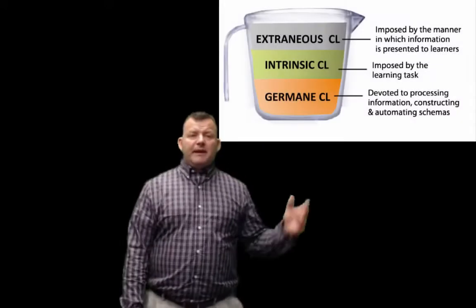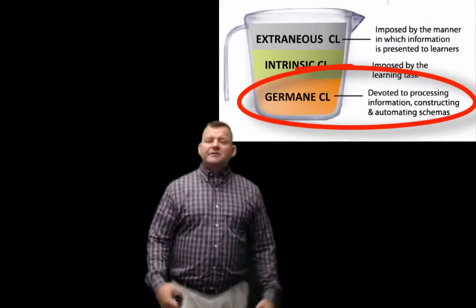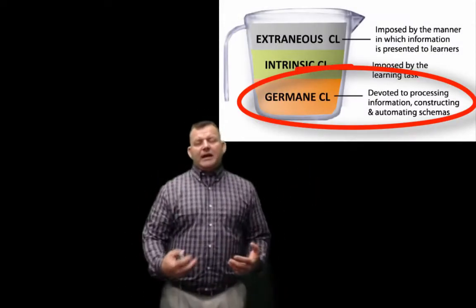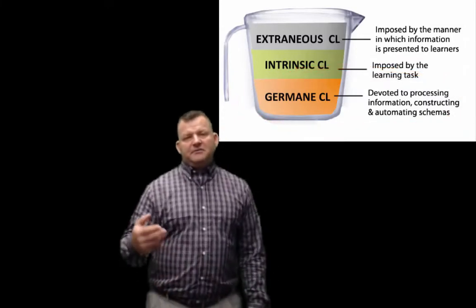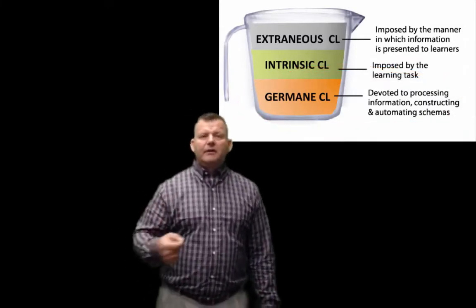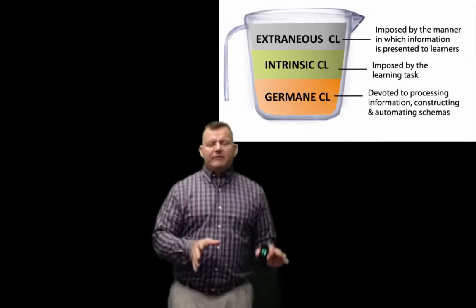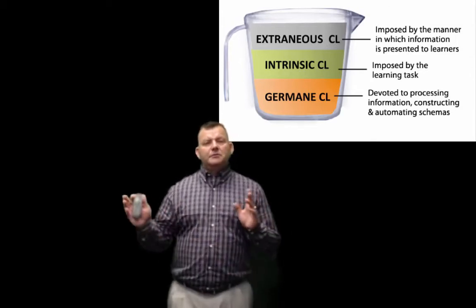The third type is germane cognitive load. It's the effective one. It is the cognitive load that is positive, that is dealing with someone who is learning and processing information from their working memory into long-term memory. So the cognitive load that's germane is the type that we want to have, and it's the intrinsic minus the extraneous, that effective amount.